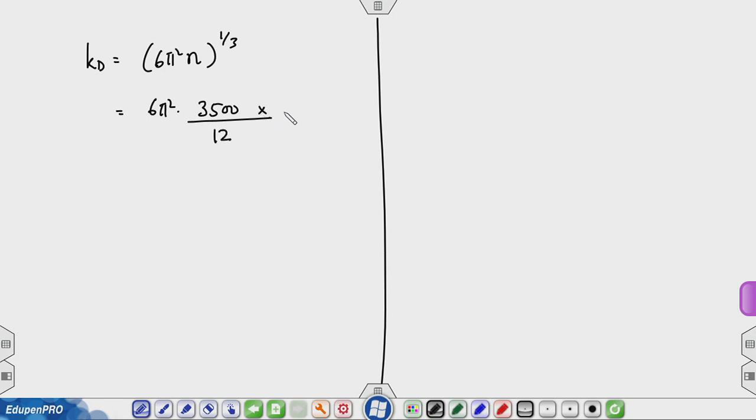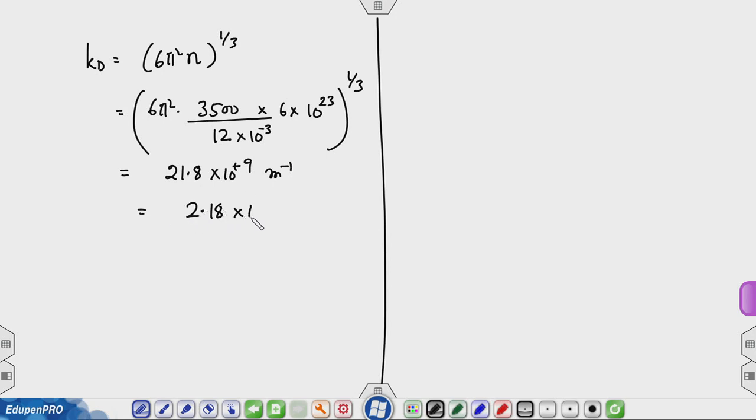So, k_D is (6 pi squared times the number density) raised to 1/3, and number density is going to be the density, 3500 kilogram per meter cubed, divided by the mass, and for each 12 grams I have 6 times 10 raised to 23 atoms, which I'll convert into kilograms, all raised to 1/3. That's k_D, and you calculate it, this comes out to be 21.8 times 10 raised to plus 9 meter inverse, or 2.18 times 10 raised to 10 meter inverse. This is what we have seen in lectures. This k is always of the order of 10 raised to 10 meter inverse.